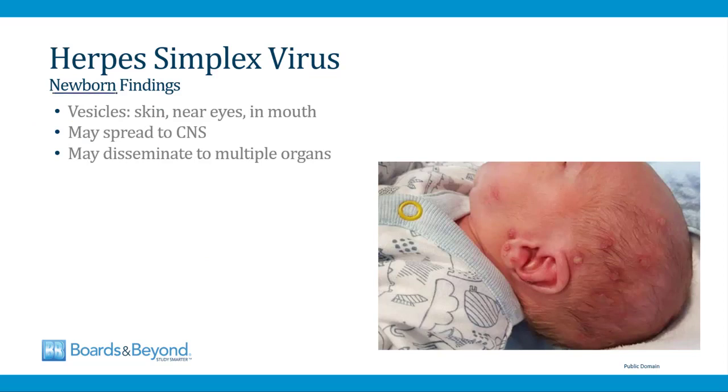Findings in a newborn of herpes simplex infection include vesicles. These can be found on the skin, often near the eyes or sometimes in the mouth. This is a picture of a newborn with herpes virus infection, and you can see the vesicles along the scalp here and also near the ears. Besides the findings on the skin, the virus can spread to the CNS and it can disseminate to multiple organs, and it can be life-threatening to a newborn baby.